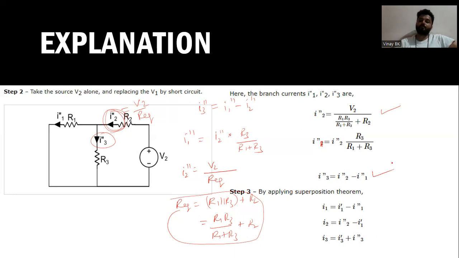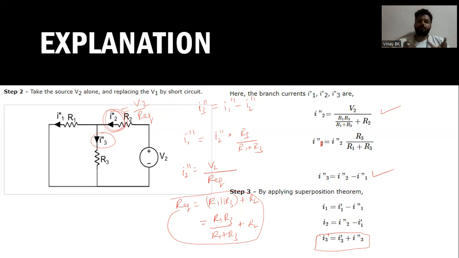Now we apply the superposition theorem. You know the values of I3 dash and I3 double dash, so the total current I3 is I3 dash plus I3 double dash. This is just a simple circuit I am taking. For network reduction you can use any method; here I am just using current divider rules and Ohm's law. If you want, you can apply KVL and get I3 double dash as I1 minus I2. I hope you are getting this explanation. This much explanation is more than sufficient to write in the examination.